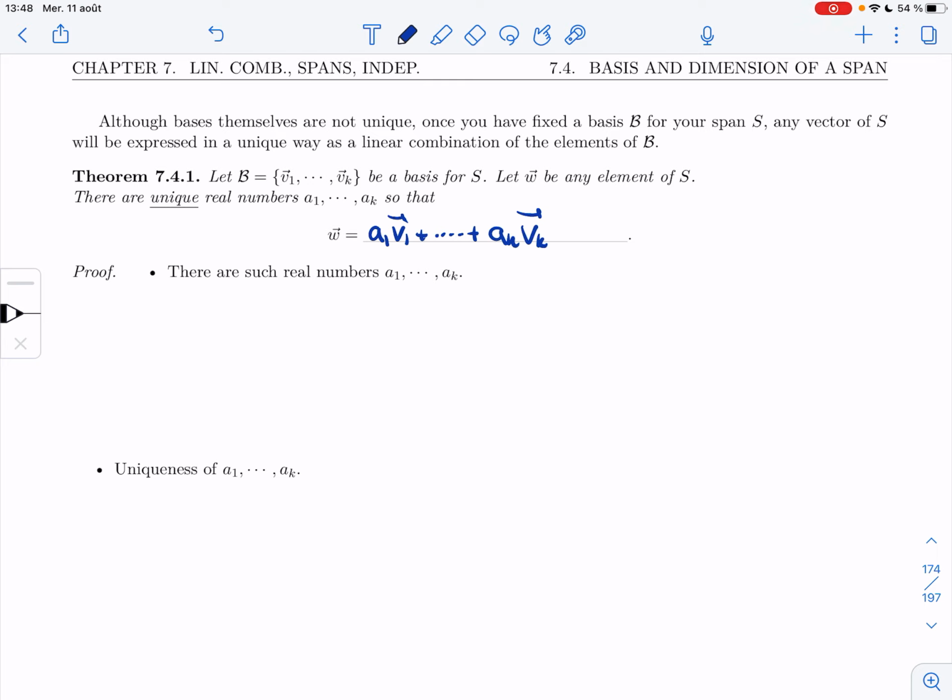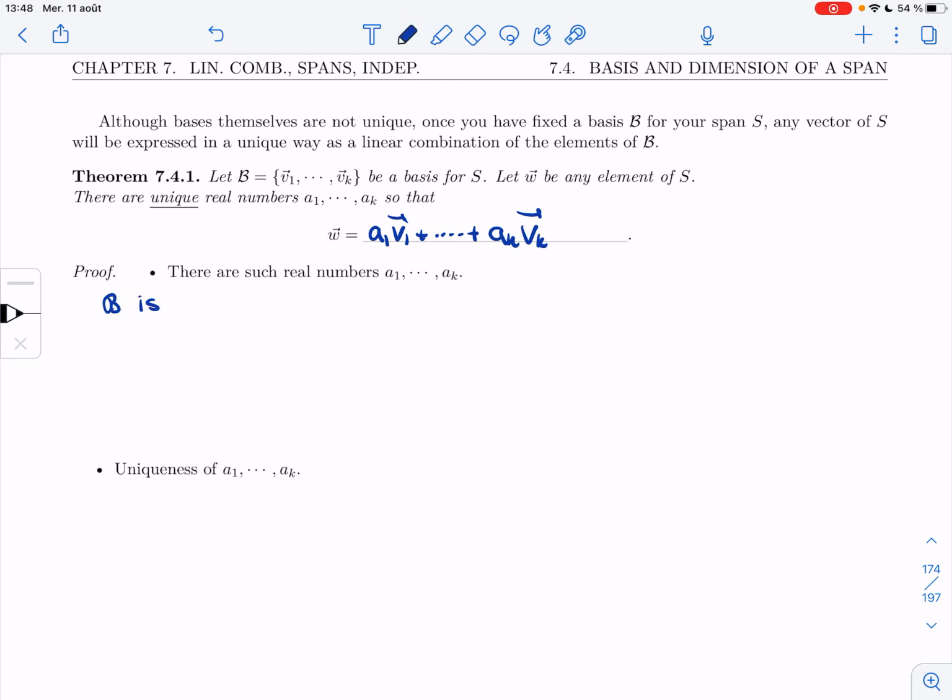All right, so I want to prove this. I'm going to need to prove two different things. I'm going to need to prove that these A1 through AK exist and that I don't have a choice. There only is one way of doing so. All right, so let me start with existence.